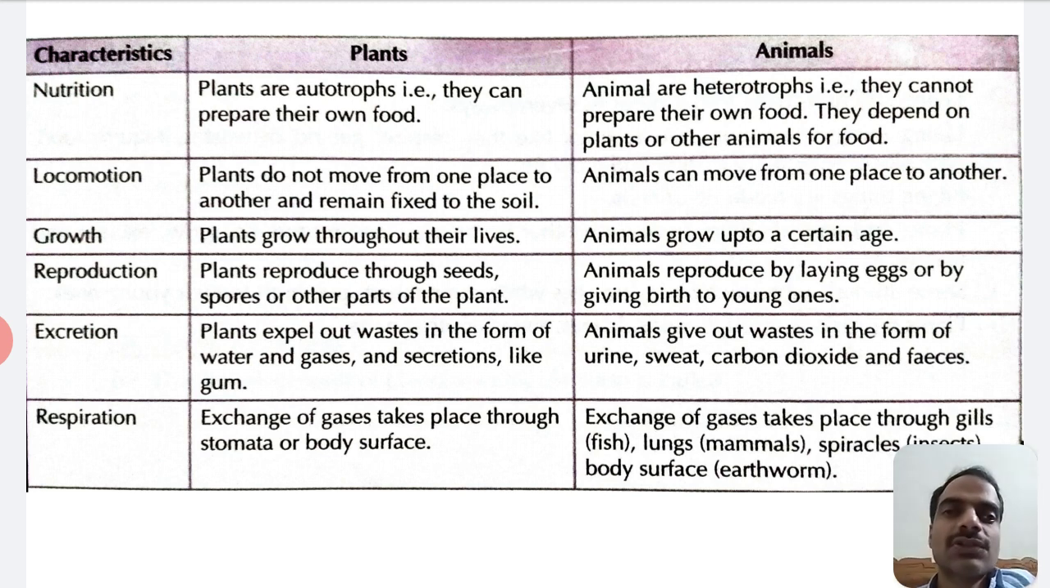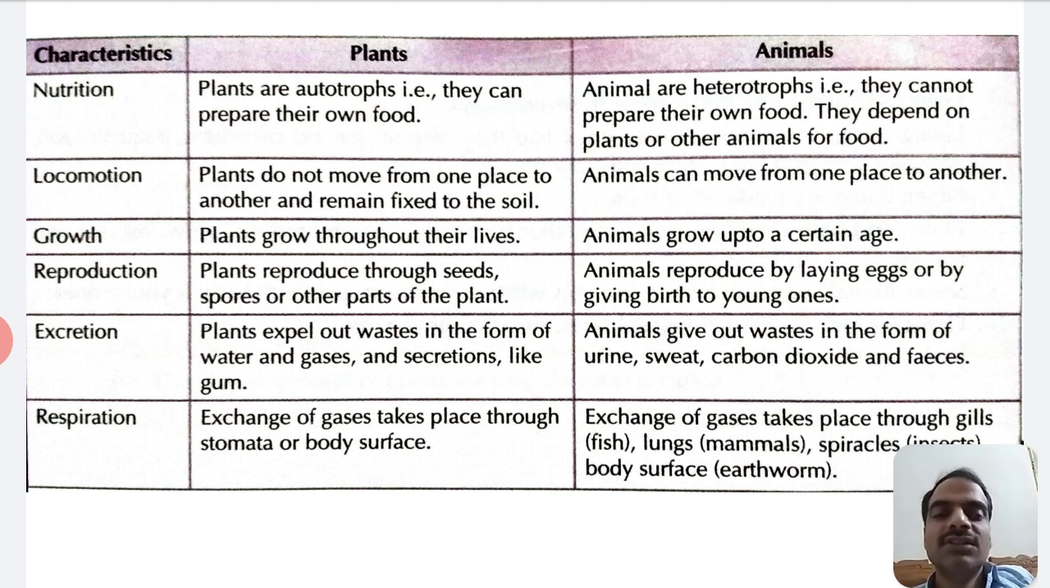Whereas animals are called heterotrophs. Why do we call them heterotrophs? Because animals cannot prepare their own food. Instead, they depend on plants or other animals for food.